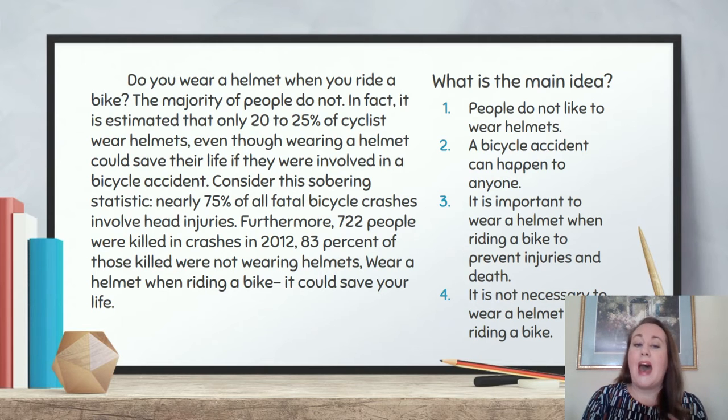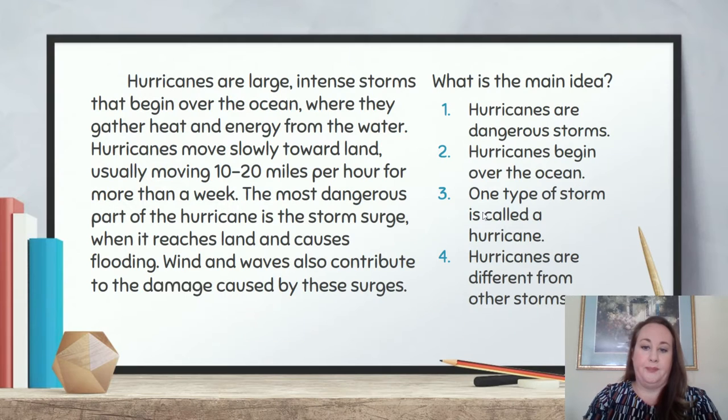All right, so when you go back to the text, you see a lot of information in there about wearing a helmet and why it's important. It doesn't say anything about how people don't like wearing them. That's more of an opinion. And it also doesn't say anything about it not being necessary, because obviously it's giving us facts about why wearing a helmet is important. So our answer for this one would be 3. All right, let's try another one.